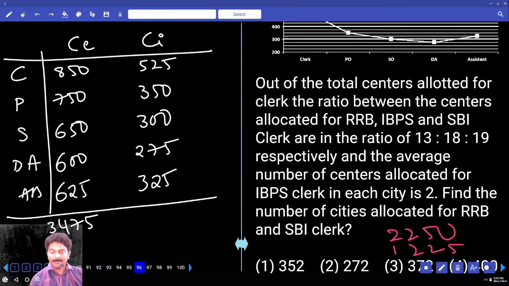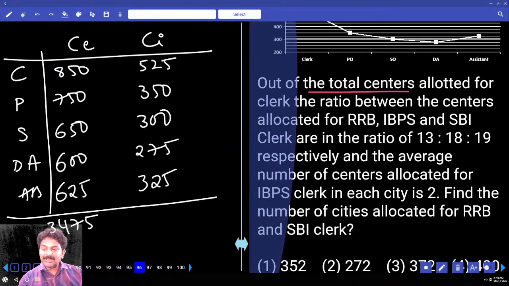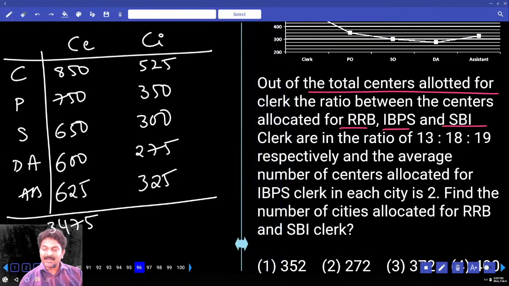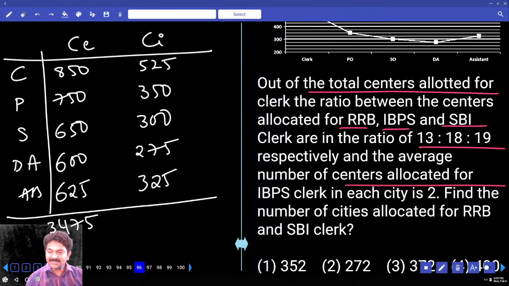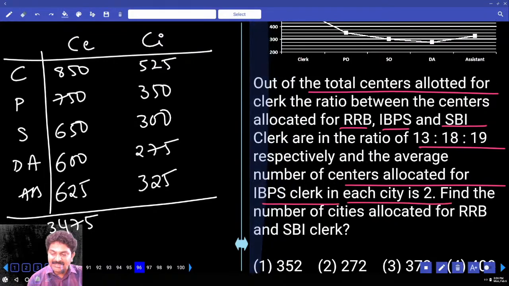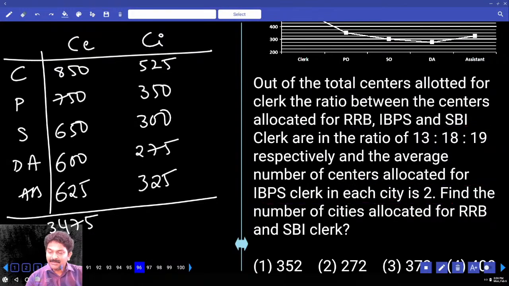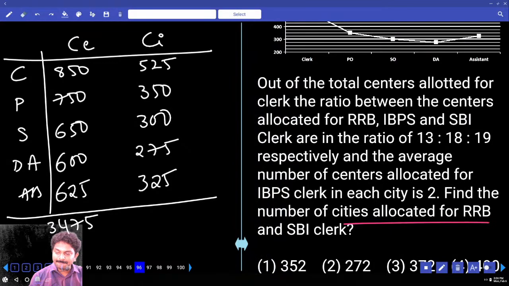Now total centers for RRB, IBPS and SBA are divided in the ratio 13, 18, 19 respectively. Average number of centers allocated for IBPS clerk in each city is 2. Find the number of cities allocated for RRB and then SBA clerk. They asked for number of cities, right.